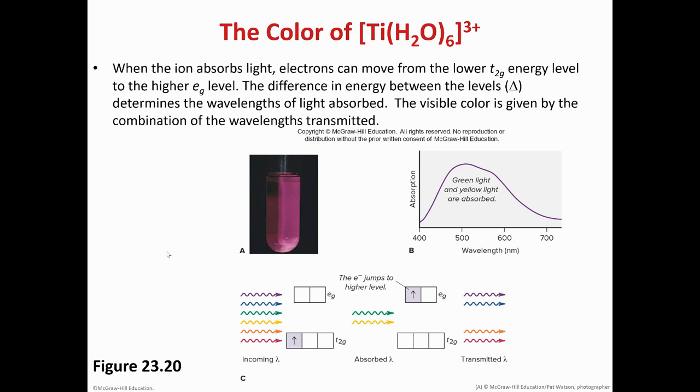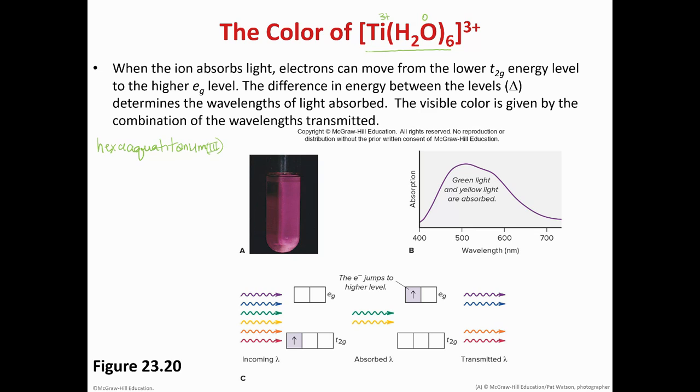Okay, so let's talk about the color. In this case here, let's see if we can name it. Why don't you take a second and pause and see if you can name this complex ion. So that would be hexaaquatitanium(III). Okay, why? Because this is neutral. So the titanium has to be the 3+.